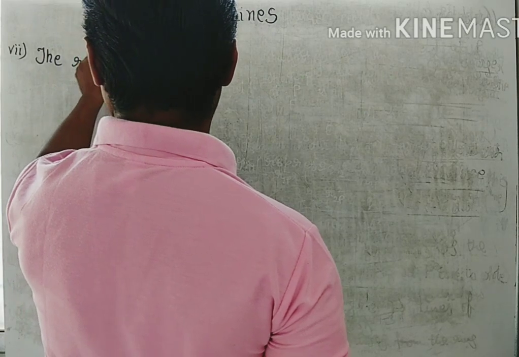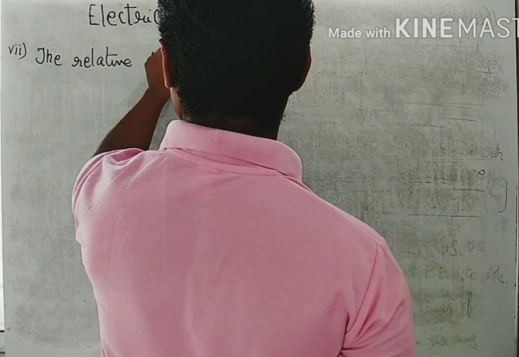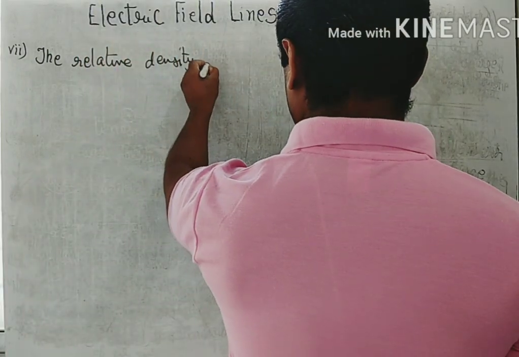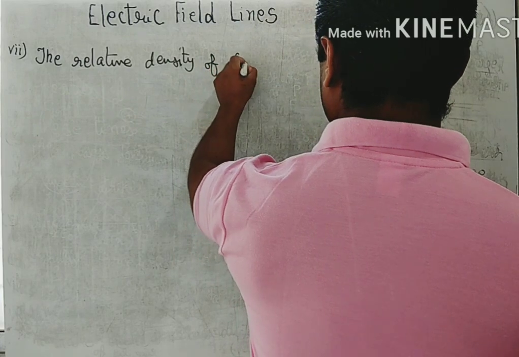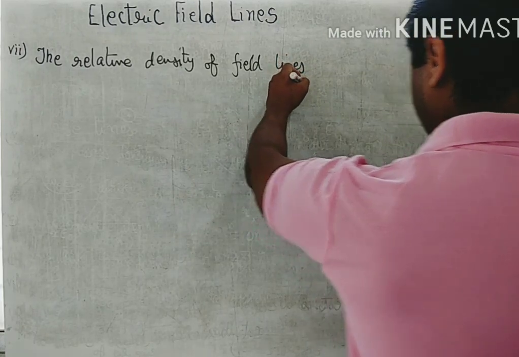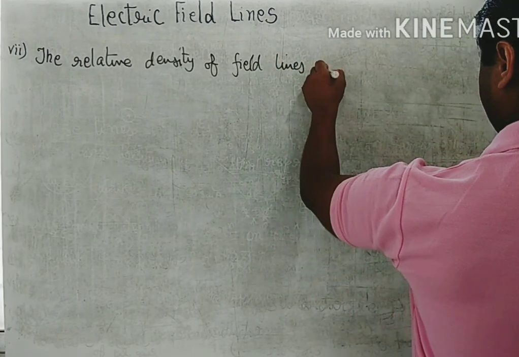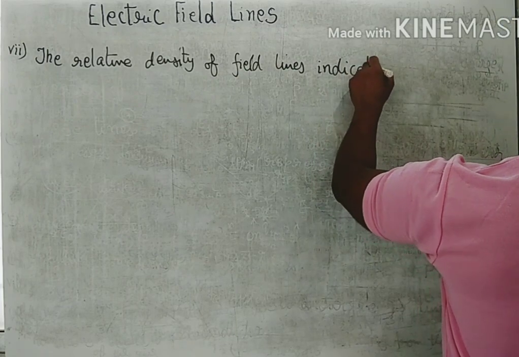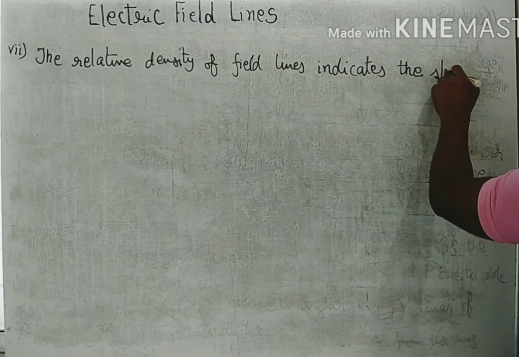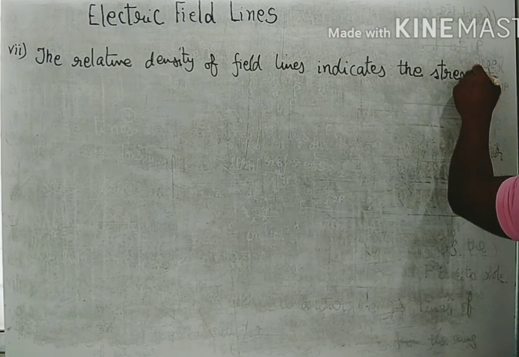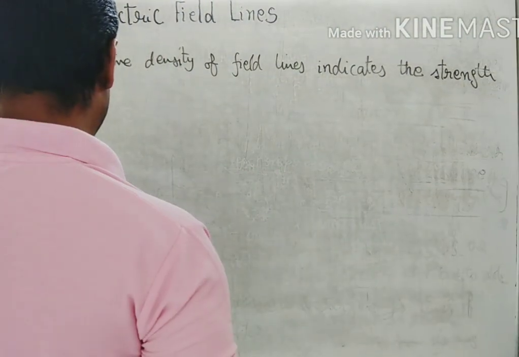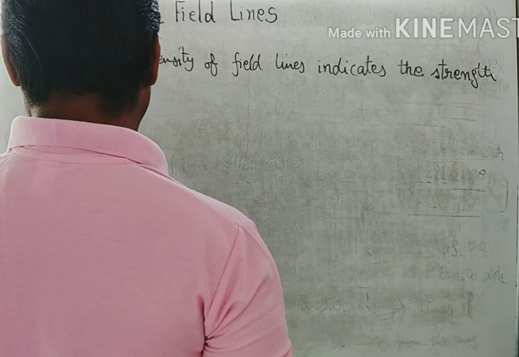we can say the relative density of field lines indicates the strength of electric field.